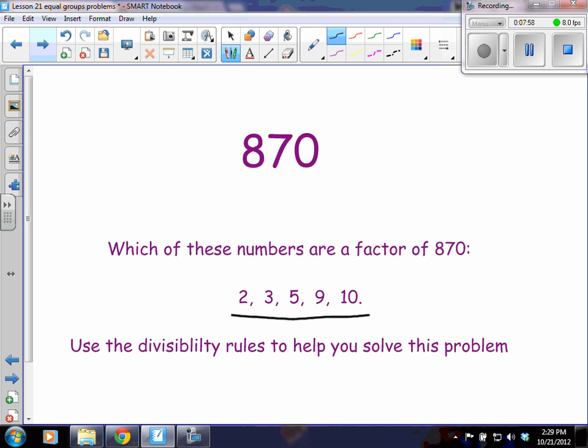870. For your final sample problem, I want you to figure out which of these 5 numbers, 2, 3, 5, 9, and 10, go into 870 using the rules. Remember that as you work with 2, 5, and 10, you're going to use the last digit rule. And as you work with 3 and 9, you're going to work with the sum of the digits rule.